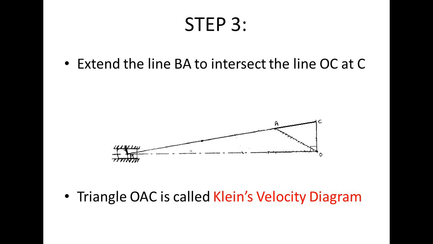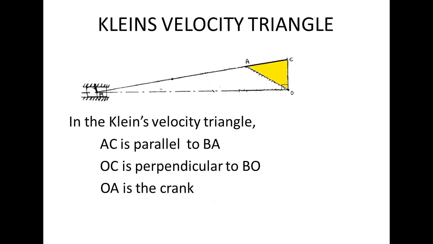OC is the perpendicular line we have drawn, and you extend the line AB so that it intersects at the point C. So we obtain a triangle there. Extra lines, if you have any, you can erase, and the triangle which is formed is called Kleene's velocity triangle. So this is the construction. Only 3 steps are involved in the construction of Kleene's velocity triangle. The yellow region we are seeing in the diagram now is Kleene's velocity triangle.